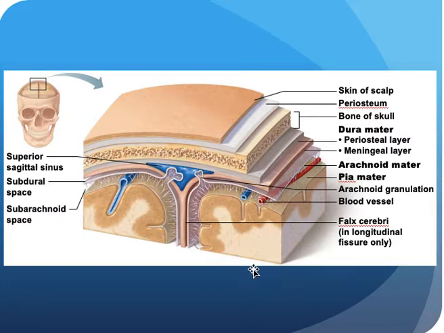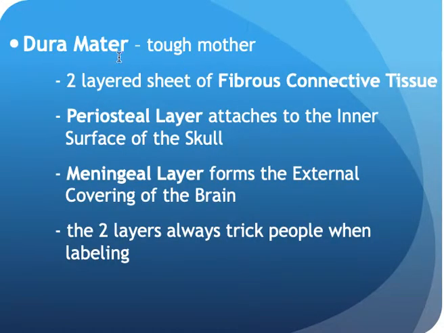And then again, when that comes up on your practicals or on your lecture exams, you can come back and remember this picture and think about, okay, where were these located versus where were all the other things located. So here is the dura mater. And again, a lot of things as they get more external, they're going to be tougher, and this one is no different. So dura mater means tough mother, 2 layered sheets of fibrous connective tissue.